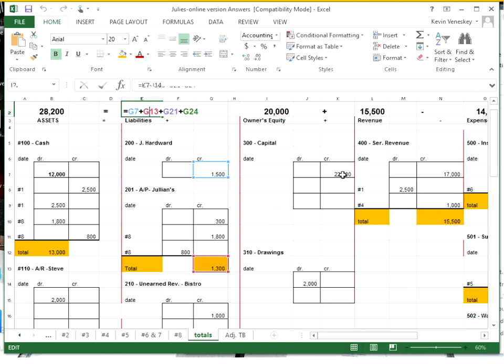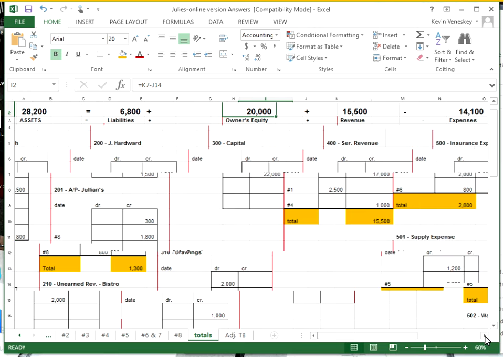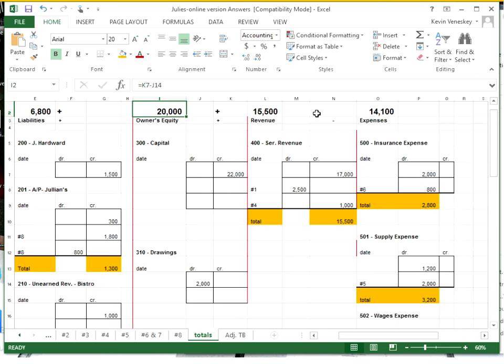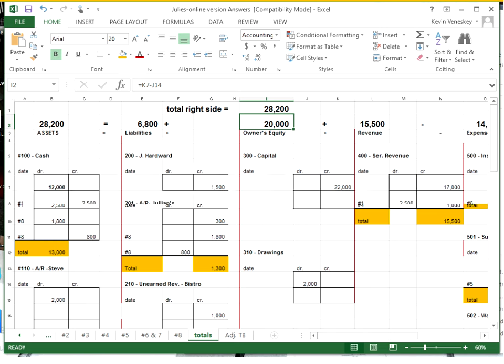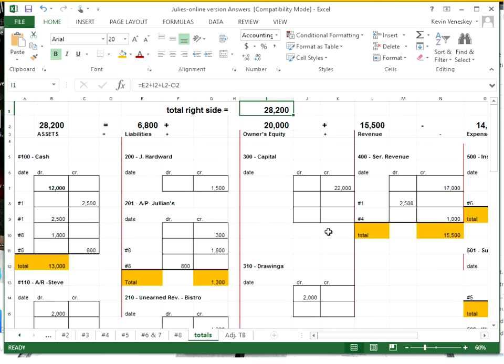So I add up my liabilities, all of my totals. Owner's equity, remember you take your capital minus any drawings, because the drawings is a contra. Revenue is simple to add. And then add up all of my expenses. And of course we're going to subtract that when doing the equation. And so if we add up the first three and then subtract out my expenses, I do get $28,200, the same as my assets.